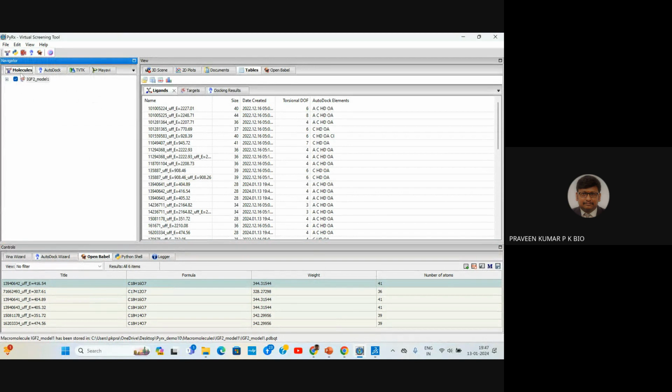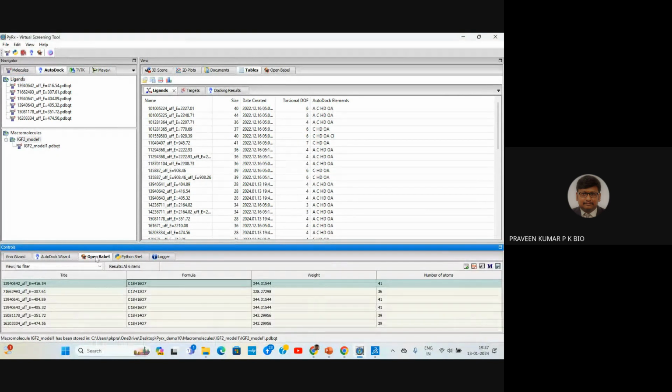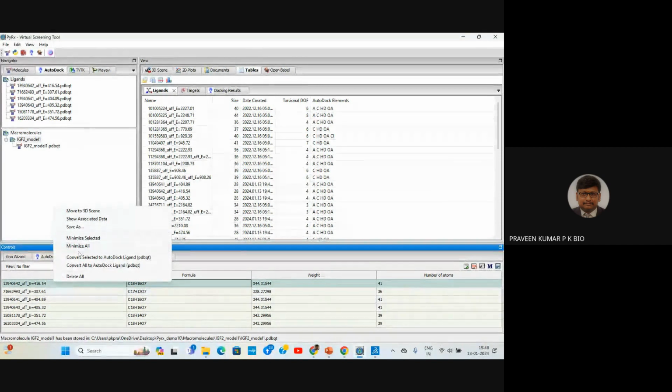PDBQT. Okay, so if you want to check, we can go with the Vina wizard. Okay, we can check. Yes, we have IGF2. How about ligands? Yes, if I double click the ligands, I can also find all the 6 ligands are converted as PDBQT. You remember what I did initially? Go to Open Babel, click this insert new item, open all the 6 ligands, right click the first one, minimize all, and next convert all to AutoDock ligand PDBQT. So all the ligands are converted as PDBQT. Obviously, if you click it, it expands and it shows all the PDBQT ligands.